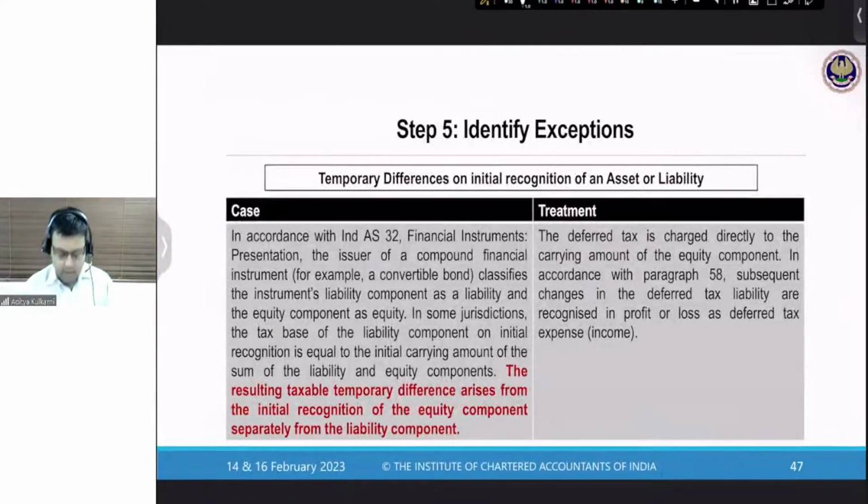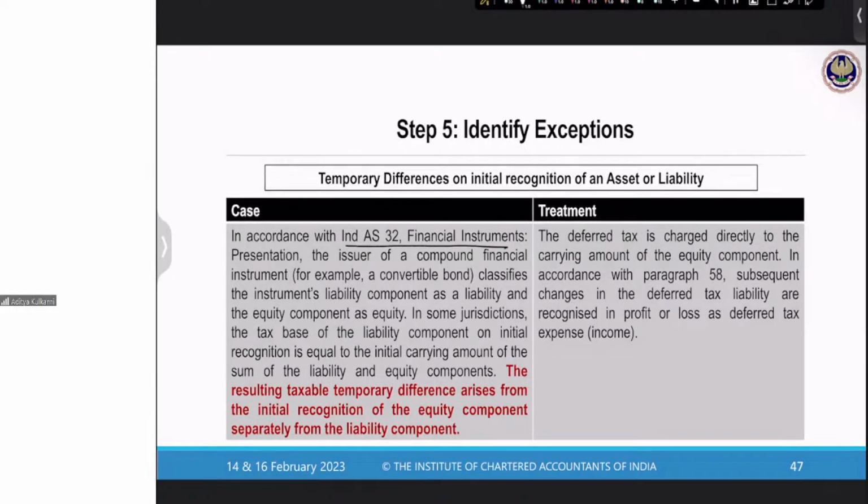Okay. All right. So now coming to Ind AS 32, financial instruments presentation. See, typically, you are having certain compound financial instruments.